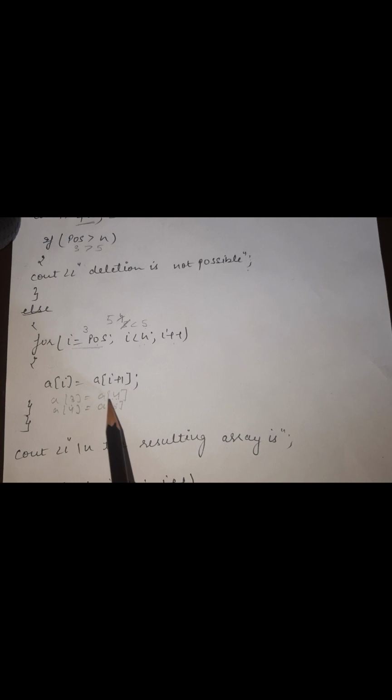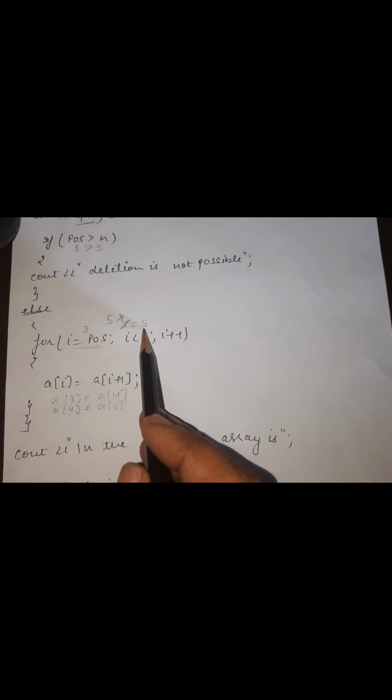After this i is updated, i becomes 4. 4 less than 5, again condition true. So at a of 4, what value goes? At a of 4, that is 4 plus 1, which is 5, means at the fourth position the fifth element will go. After this i is updated to 5. 5 less than 5, condition false. So the thing is, at the third position the fourth element is shifted, at the fourth position the fifth element is shifted, and after this i is updated to 5. 5 less than 5, condition evaluates to false. So in this way the elements are moved upwards.